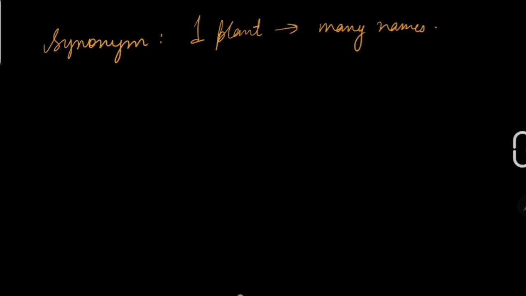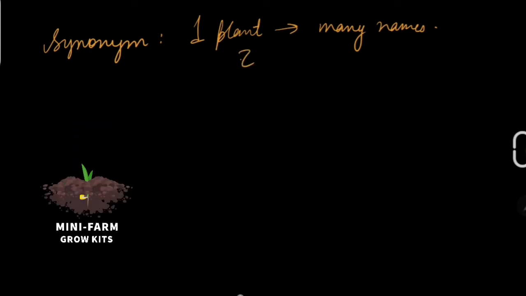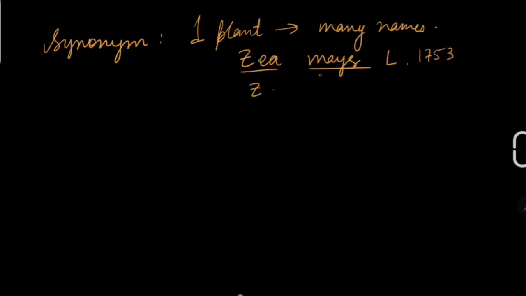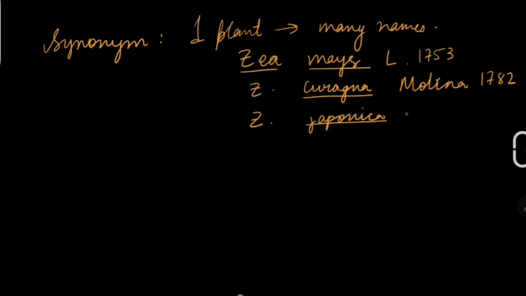Let me give you a very simple example of maize. Maize, as you know, is Zea mays, given by Linnaeus. This is the author citation, 1753. Another person named it Zea curagua, Molina, in 1782. Then Zea japonica, given by van Houtte in 1867, and other names are also given.